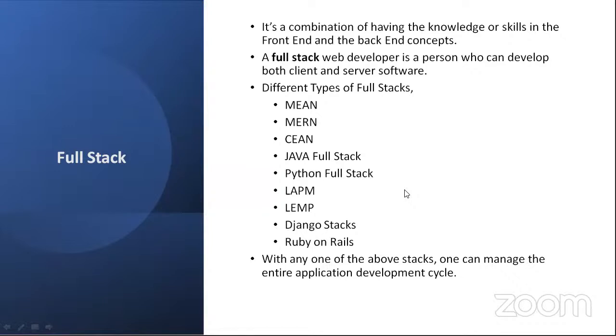And the Java full stack: instead of Node.js, we take the backend as Java concepts. But there are a huge number of concepts involved there: Java, J2EE, Spring Boot, Hibernate. So a number of concepts are there if you want to become a Java full stack developer. Others are like Python, LAMP, Django stacks and Ruby on Rails. These are not generally used much, but on some platforms these stacks are used.